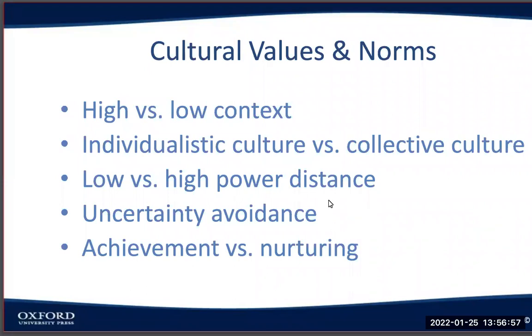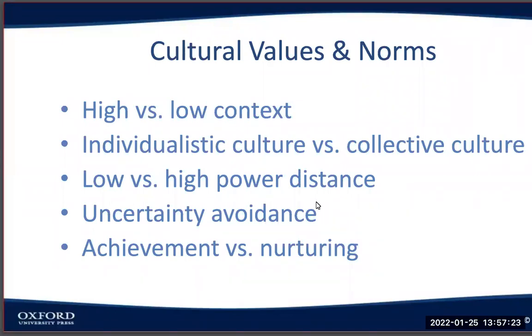Uncertainty avoidance is a term that is used to reflect the degree to which members of a culture feel threatened by ambiguous situations and how much they try to avoid them. Some cultures may feel really uncomfortable with uncertainty and really go out of their way to avoid situations that are unknown, or where they don't know what to expect.